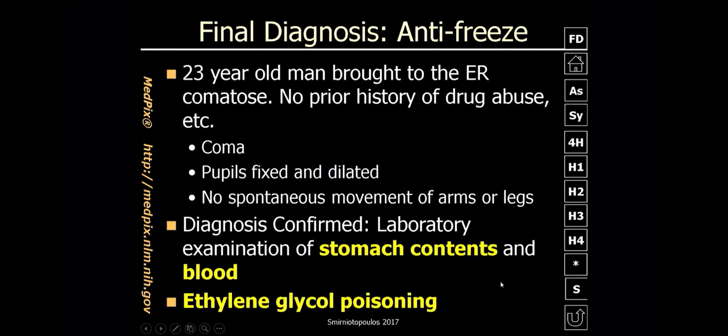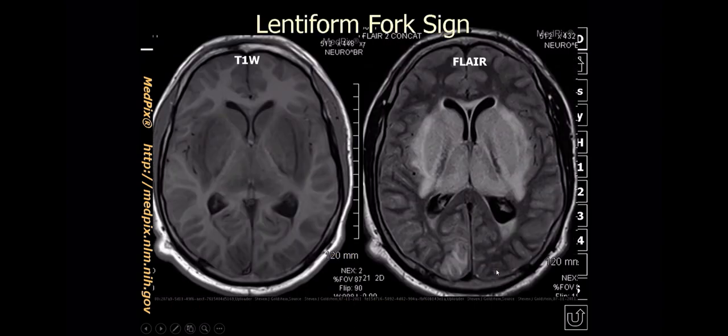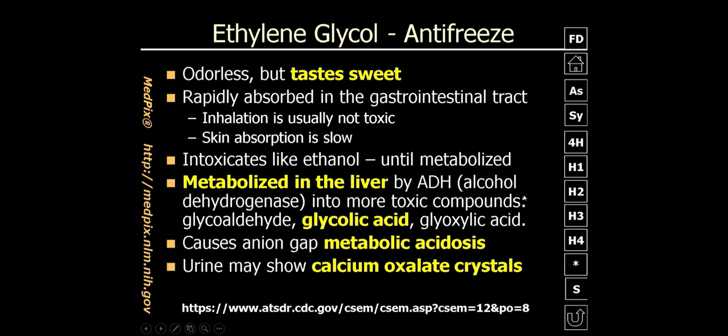So this is a patient that had ethylene glycol poisoning, relatively common in animals, not very common in humans, but oftentimes used for intentional suicide attempts. How many of you have heard of the lentiform fork sign? This is something I was unfamiliar with, but any cause of severe or profound metabolic acidosis can give you this sign, where you have an abnormal signal in the lenticular nucleus, in the putamen and also in the globus pallidus, and it's outlined by the white matter bands in that location. And it's not specific for ethylene glycol. It's suggestive of any kind of metabolic acidosis.